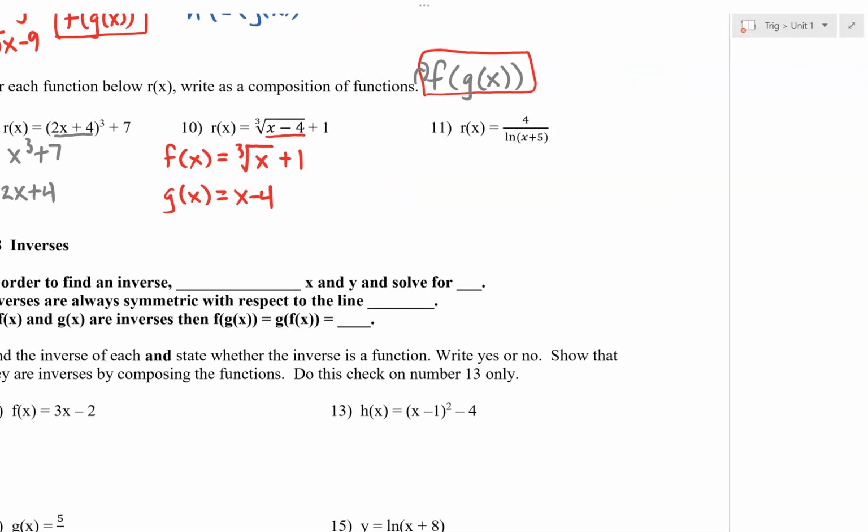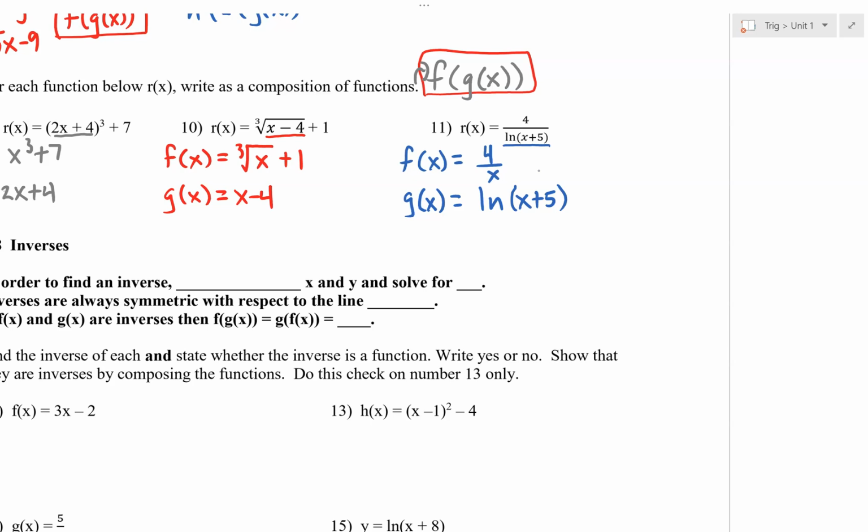This last one, r of x, is 4 over ln of x plus 5. Well, here's the outside function, and here would be the inside function. In this case, for the inside, I could do it like that last problem and say this is ln of x plus 5. And then for the outside, this is 4 over x. And that would give me what I'm looking for.